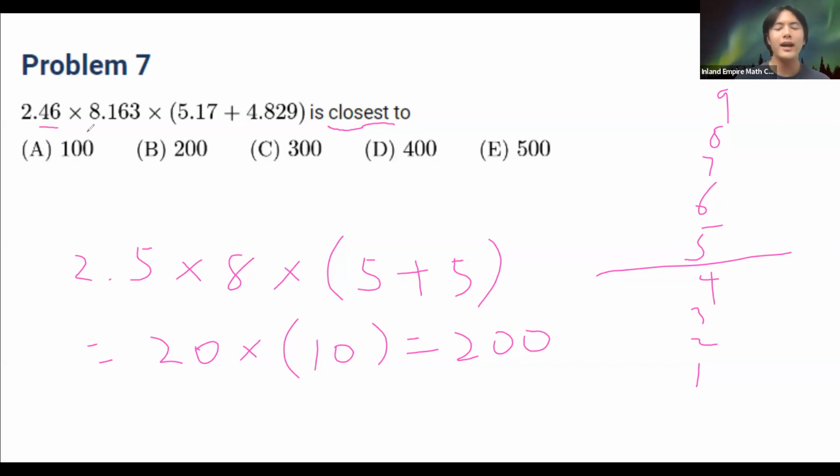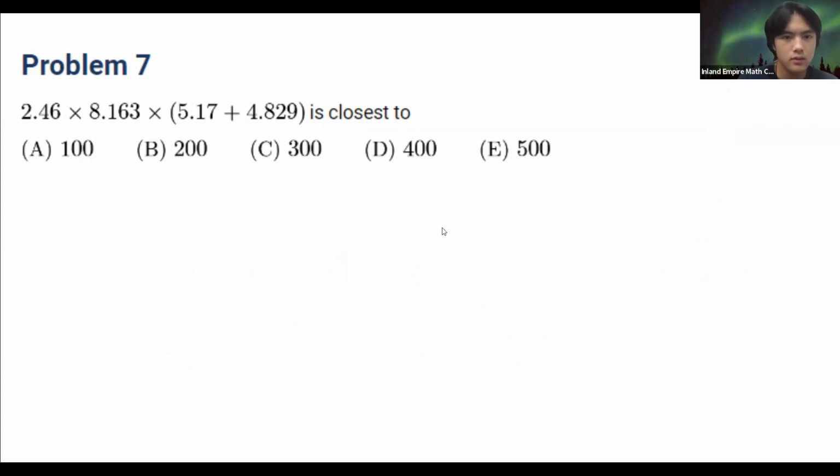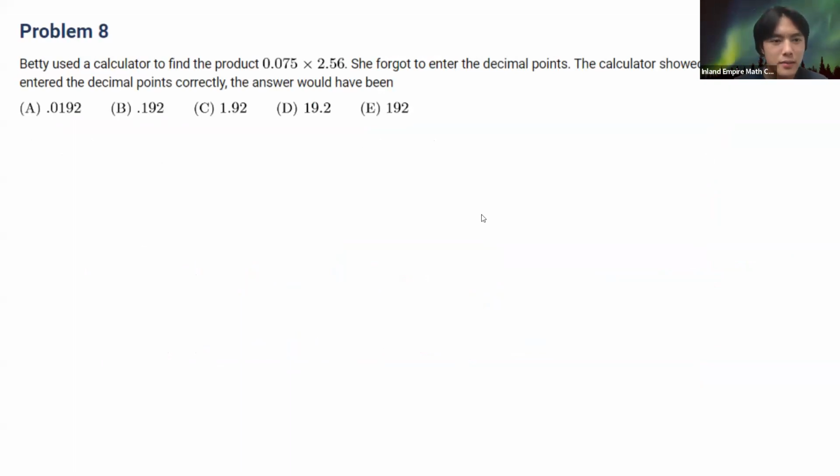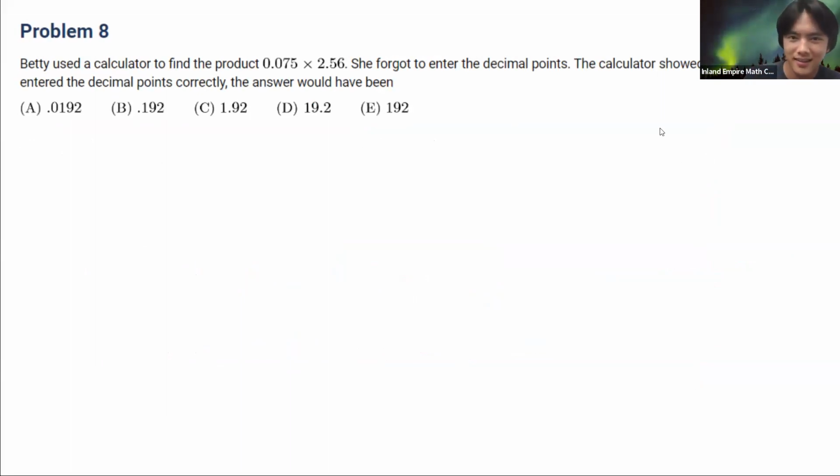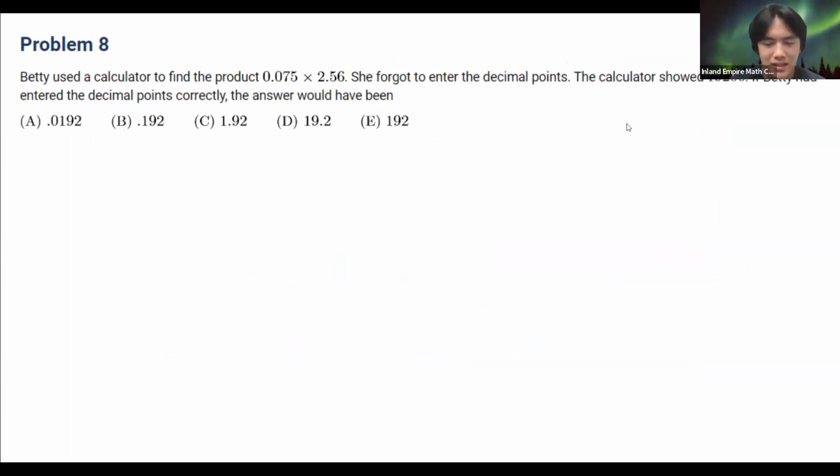No? All right, okay, let's move on to the last question. Problem 8. Betty used a calculator to find the product 0.075 times 2.56. She forgot to enter the decimal points. The calculator said 19200. If Betty had entered the decimal points correctly, the answer would have been A, B, C, D, or E. Jasper says B. And okay, someone says C. Okay, another B. Okay. The person who said C, would you like to tell us how you got your answer?